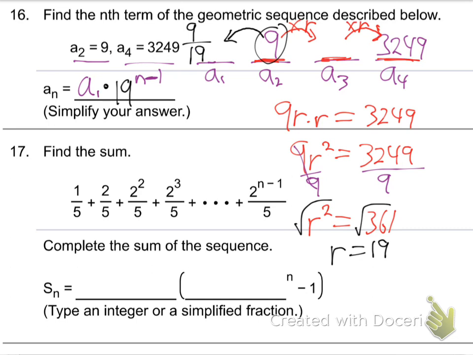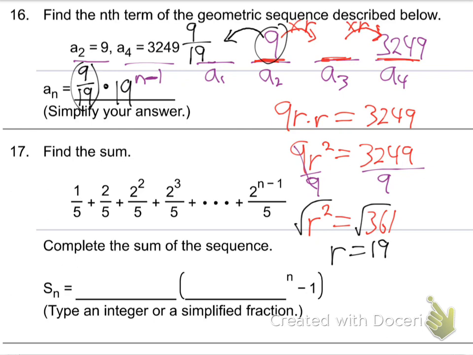Does that make sense? Because if you went forward, 9 over 19 times 19, the 19s would cancel and you'd get 9, wouldn't you? So remember, the R is the number you're multiplying by every time as you go forward, dividing by as you go backwards. So the A1 right here is 9 over 19. We're done. We got the formula. How we doing? Is that good?